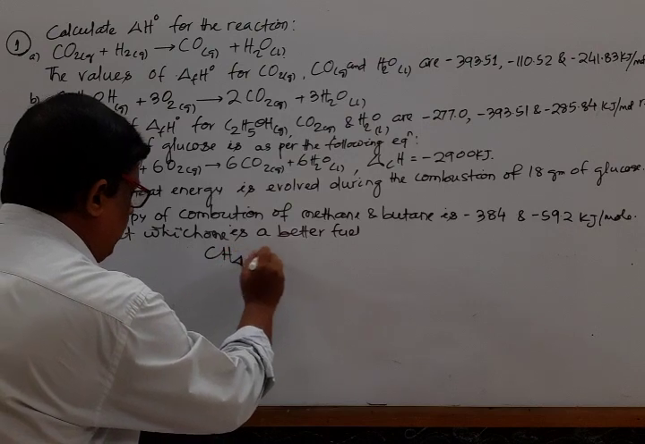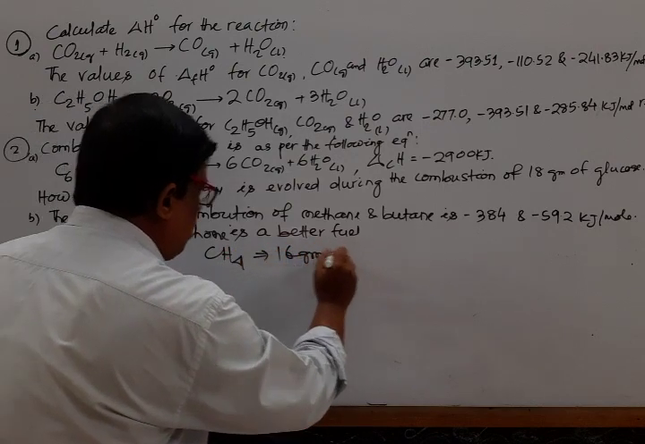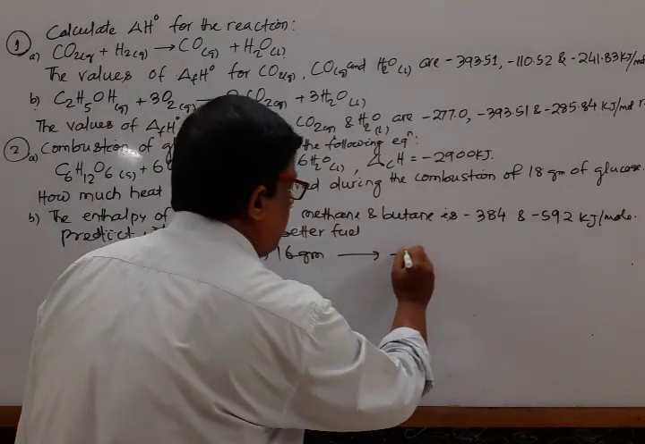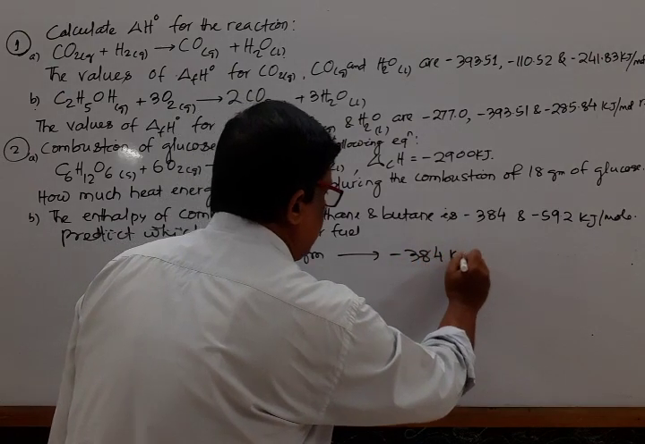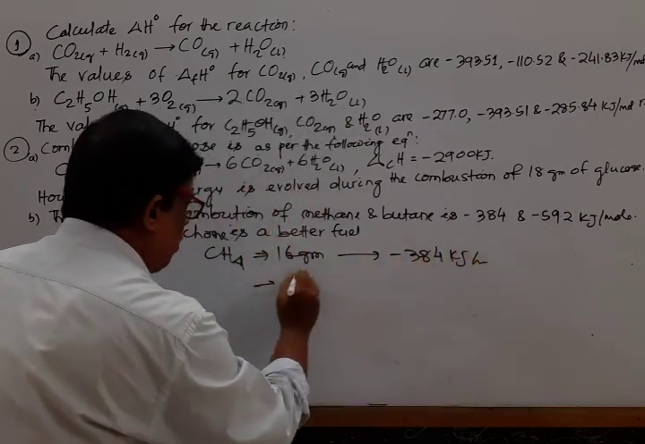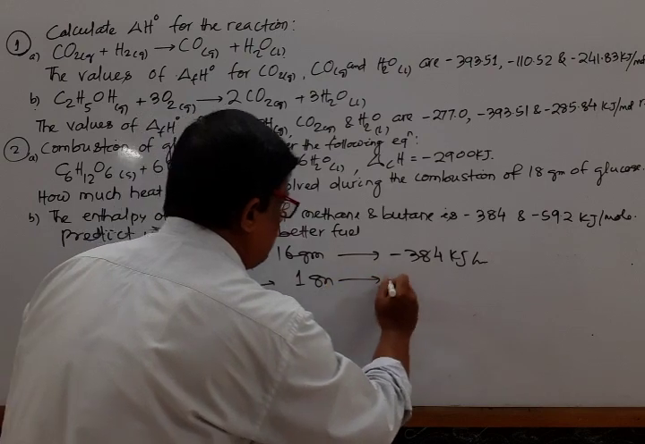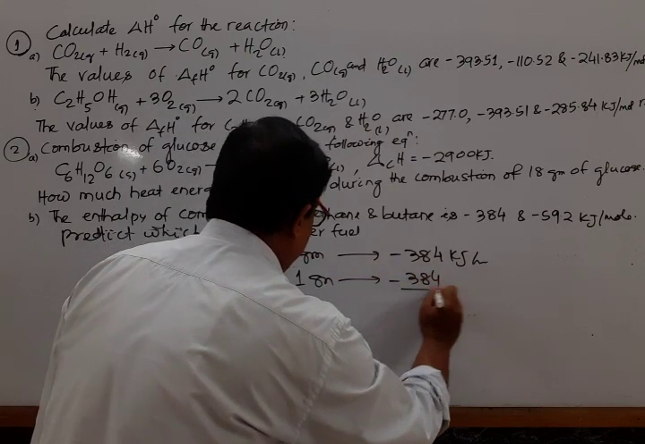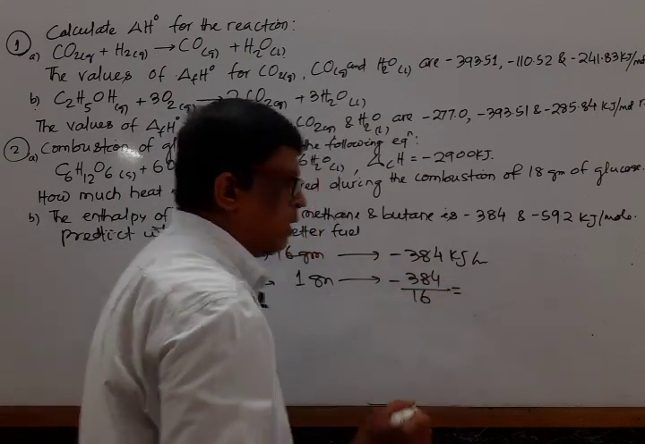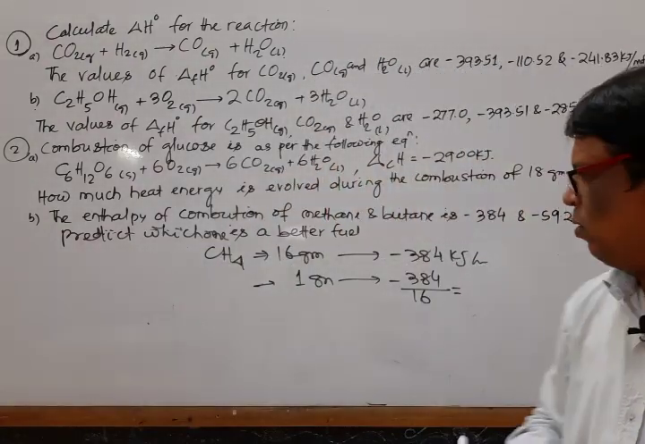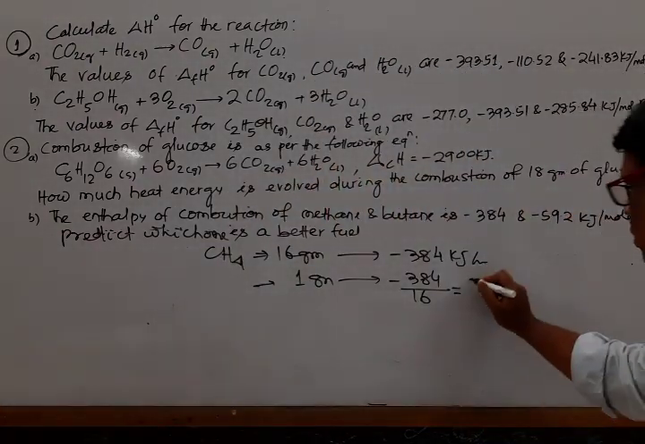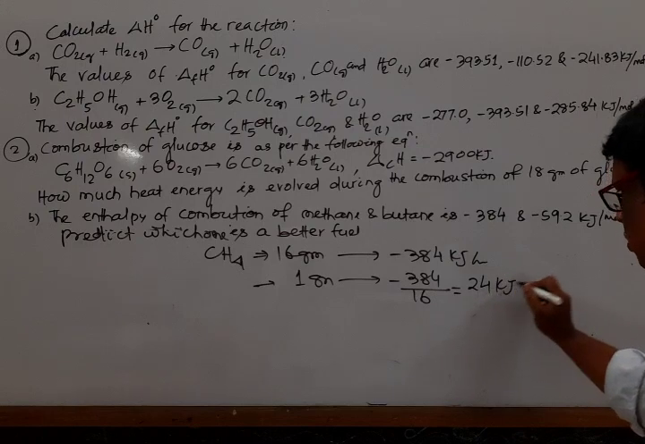1 mole of methane, that is 16 gram, on combustion gives minus 384 kilojoule per mole. So for 1 gram, combustion is equal to minus 384 by 16. Mark that. On solving this value, it is nearly equal to 24 kilojoule.